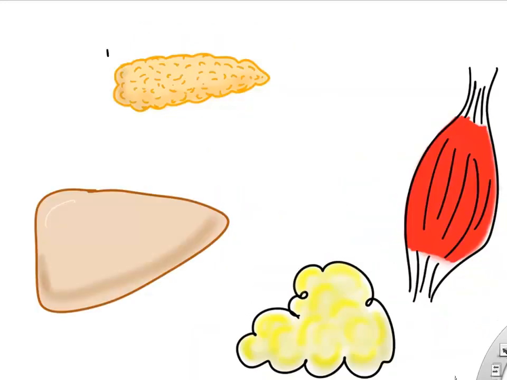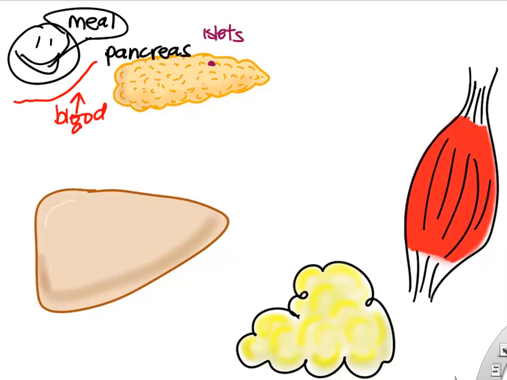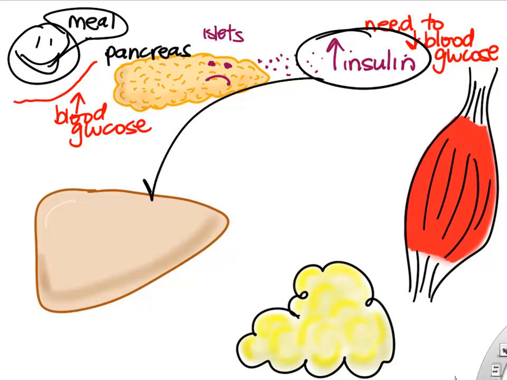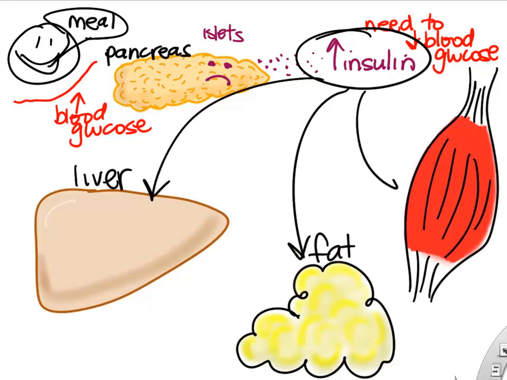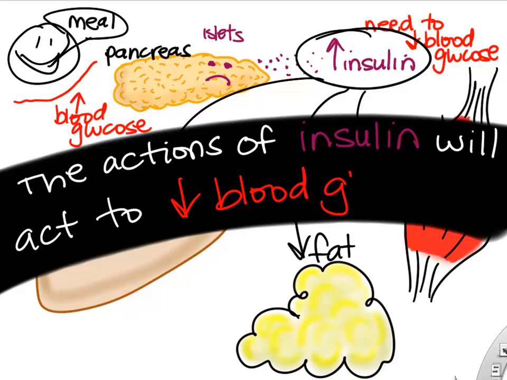So if we consider the targets, let's start with insulin first. Let's say you eat a meal, and that's going to cause an increase in your blood glucose. The little beta cells will sense that increased blood glucose, secrete insulin into your bloodstream, and now insulin is going to have important actions to reduce our blood glucose back down to normal. So we want to get our blood glucose back down, and that's insulin's job. It's going to signal to the liver, our fat, and our skeletal muscle cells. The actions of insulin will be to bring our blood glucose back down to normal.